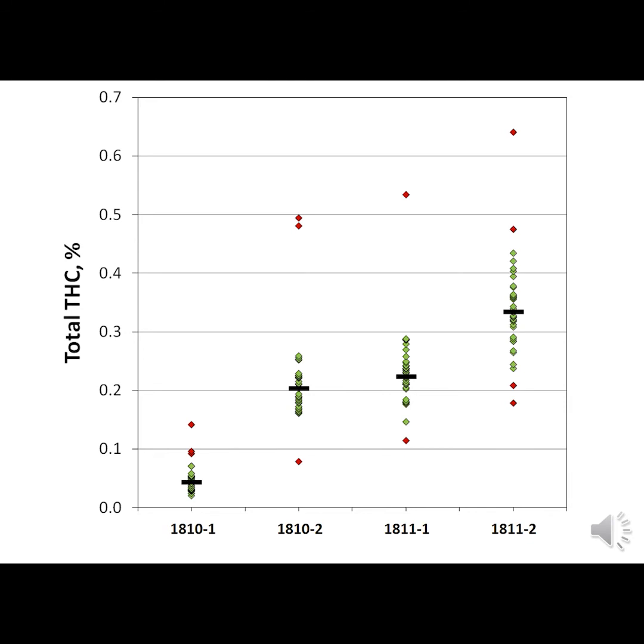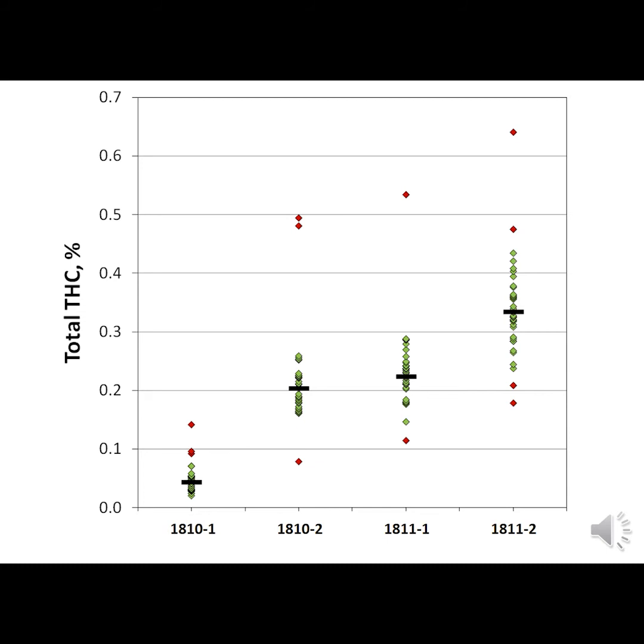If we focus on the last sample in the graph, the last sample on the right, which is labeled 1811-2, you see that all the analyses that the lab reported are shown in diamond data points. The average concentration of all the data is shown as the black line. For this sample, it tested a little bit above 0.3%. It was 0.32% total THC.